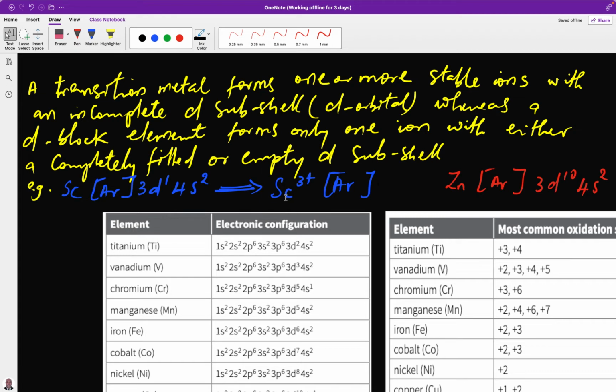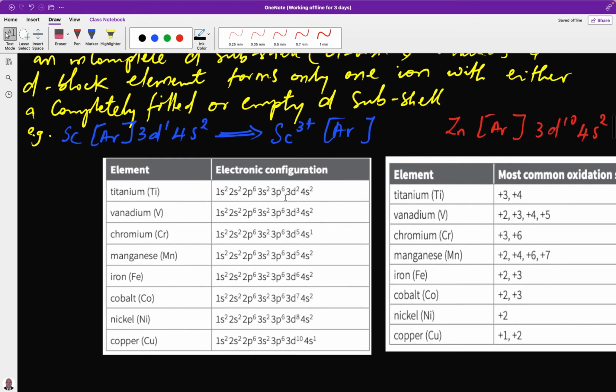I gave examples of d block elements as scandium and zinc. These are the only two elements that are not transition metals. The rest, from titanium to nickel, are all transition metals. But scandium and zinc are only d block, they are not transition metals.